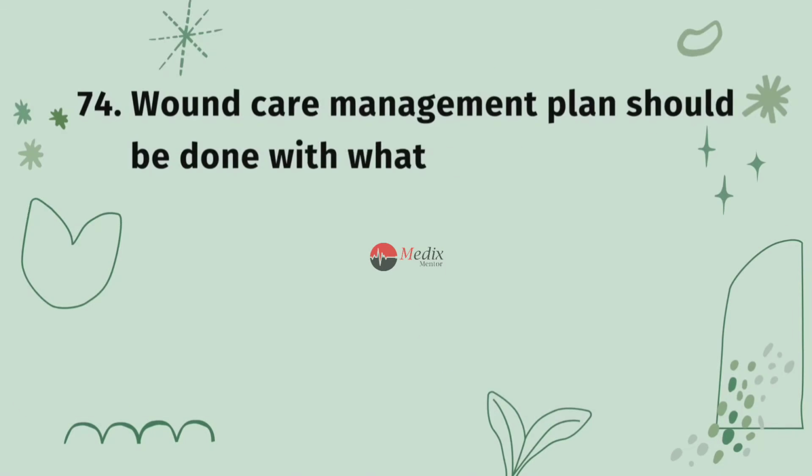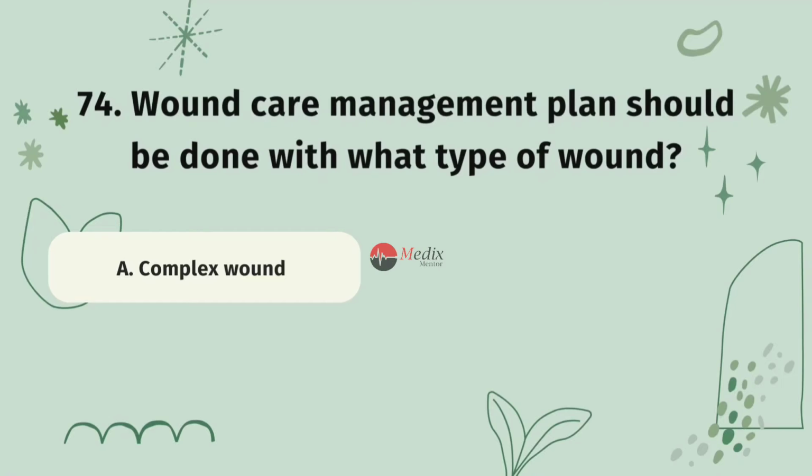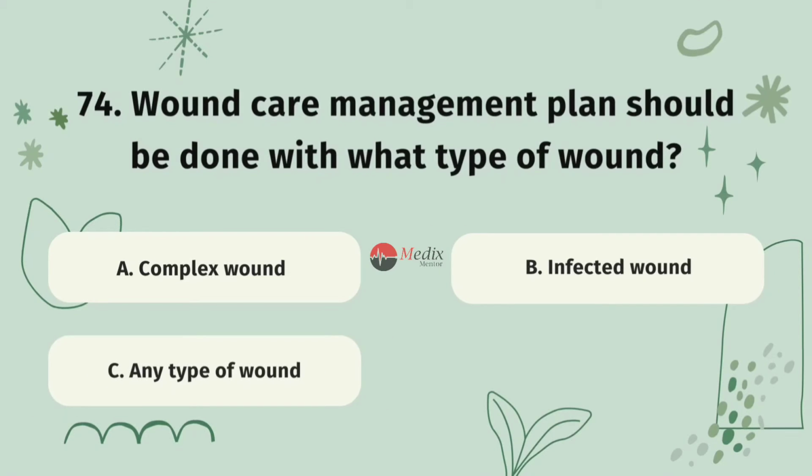Question 74. A wound care management plan should be done with what type of wound? Option A, complex wound. Option B, infected wound. Option C, any type of wound. The correct answer is C.